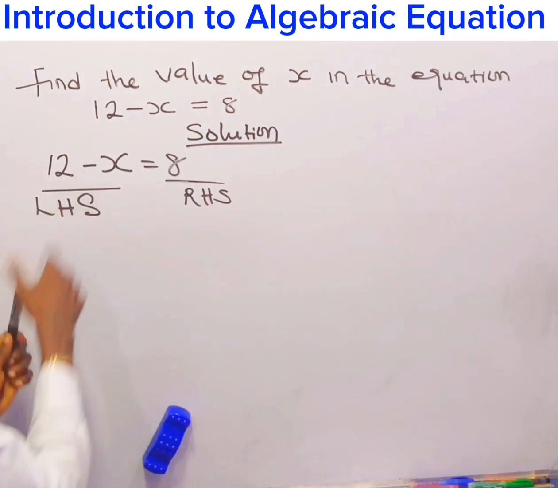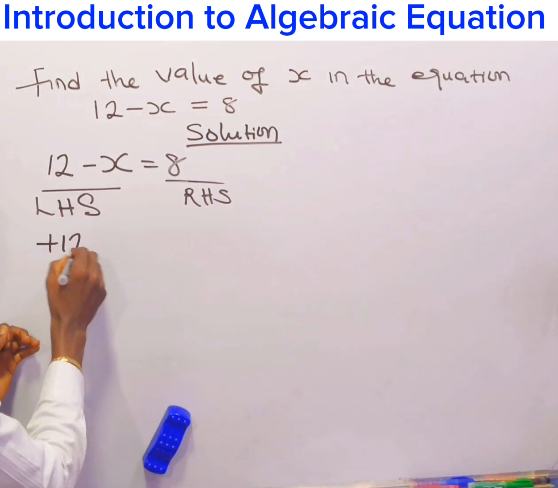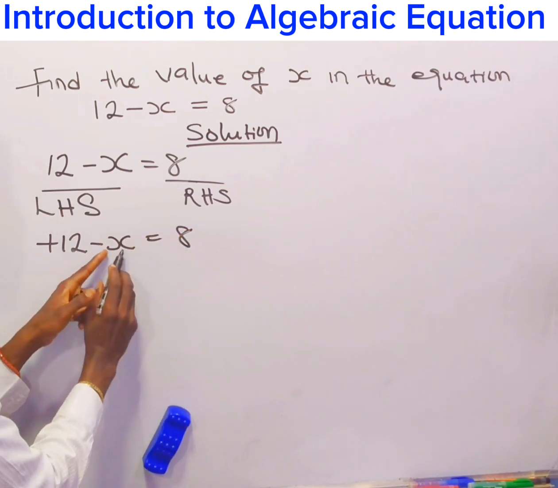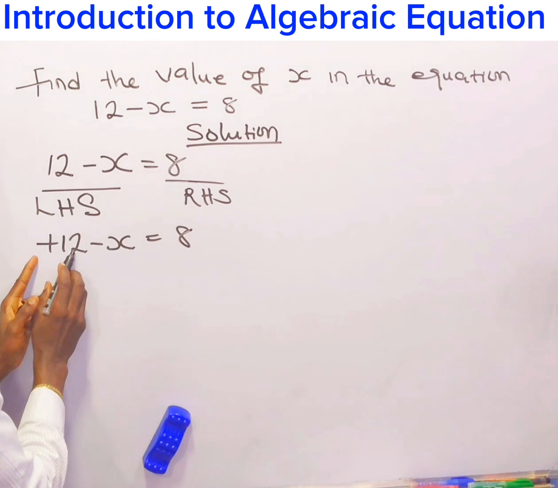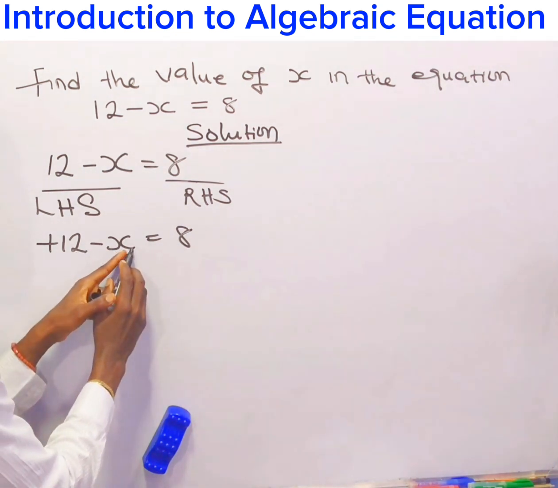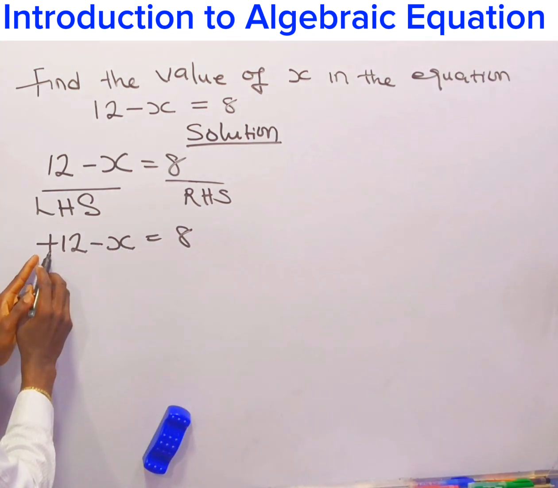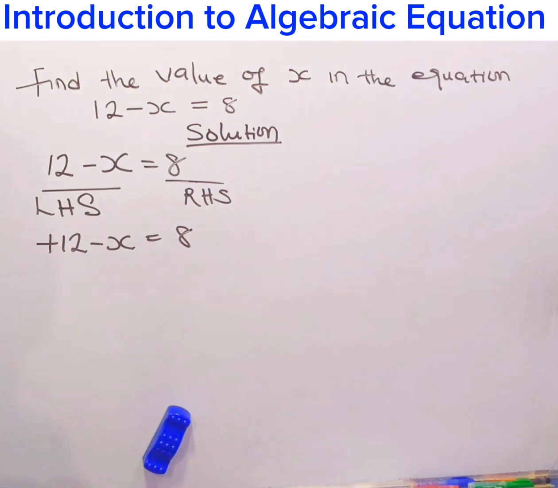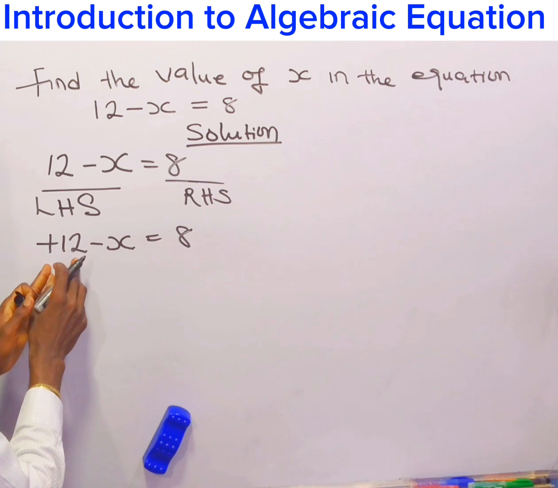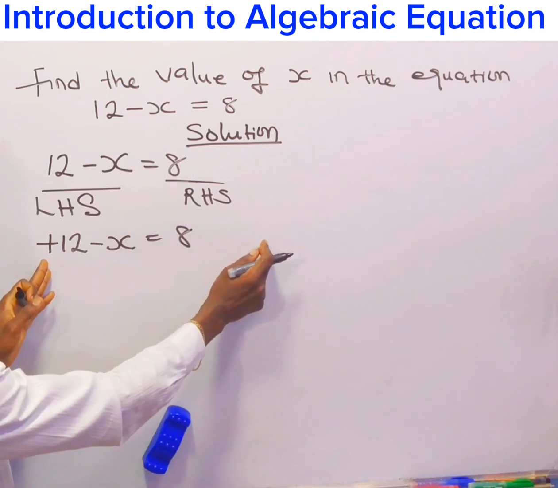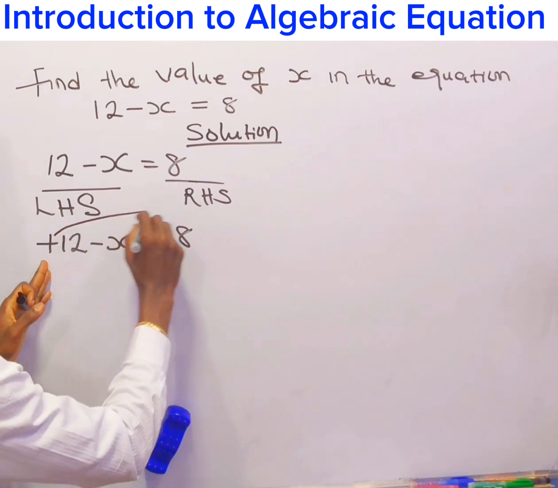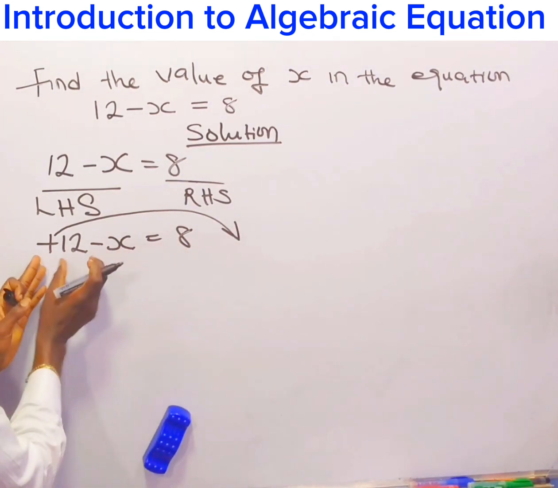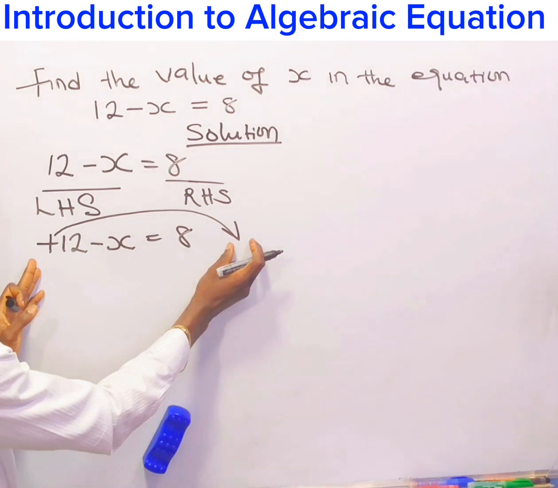Which means the sign on 12 here is positive 12, negative x is equal to 8. The negative sign here is for x, not for 12, because the negative sign comes before x, whereas the positive sign here comes before 12. So 12 is positive. Now, we are moving positive 12 to the other side, which is going to come after 8. Positive 12 will come after 8.